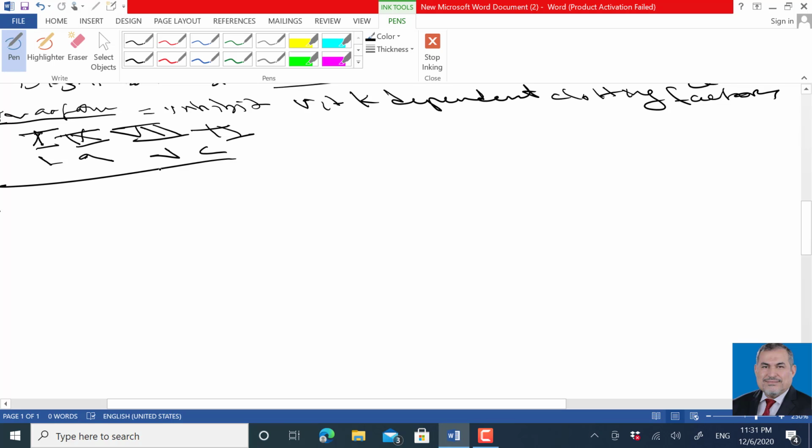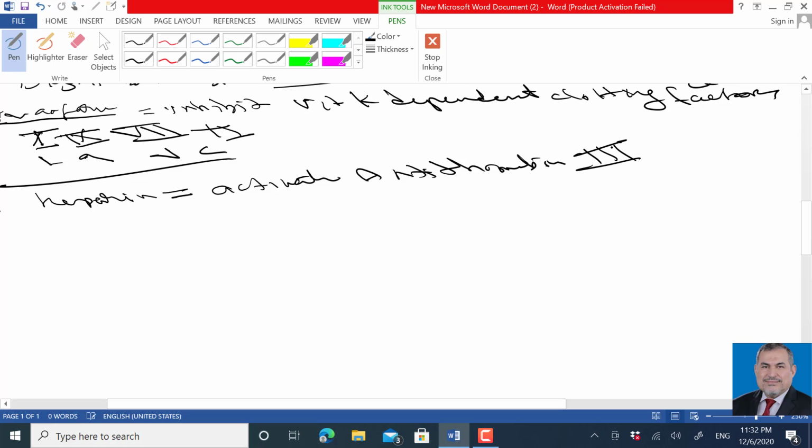What about heparin? The action of heparin. Mechanism of action of heparin. Again, it is an anticoagulant, an injectable anticoagulant. Heparin activates what? Antithrombin 3. This is the action of heparin.